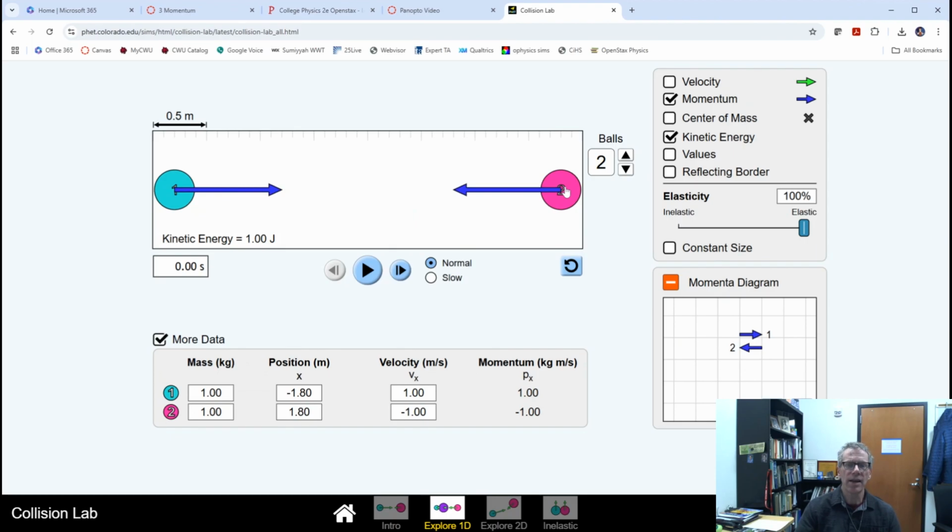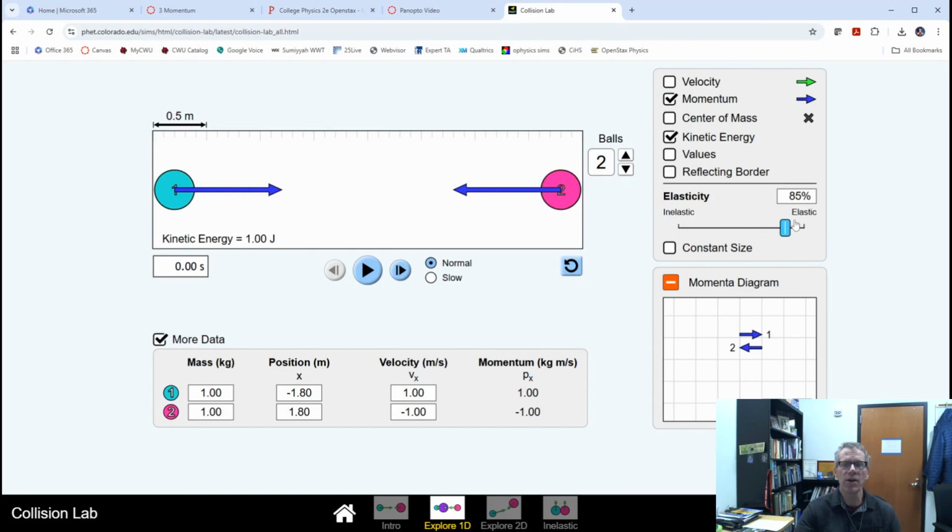But now, instead of an elastic collision, we're going to go with an inelastic collision. Totally inelastic, which means they're going to stick together. So predict what's going to happen to the momentum after. So notice this diagram looks just like the very first time.